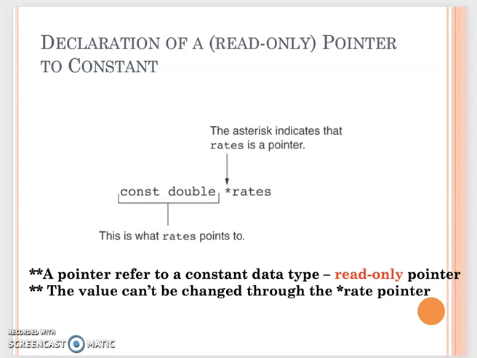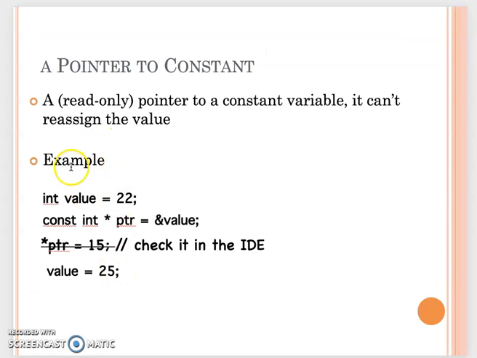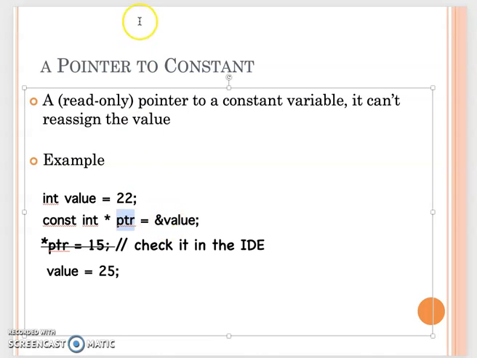Let me show you what that means. It's the same as our earlier example. We have an int variable value, and we assign value equal to 22. So I allow a pointer to refer to this value variable, but I don't want the program to update the value variable through the ptr. So what we do is, when we declare the pointer, its data type needs to be the same as the variable we refer to. Then before the data type, we add the const keyword.